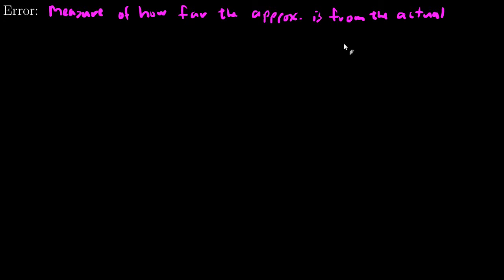I can count there are 10 students in this class, not 10.1 or 9.9, but for continuous values, there will be error. And we're going to talk about 3 different types of error. So the first one is absolute error. And this is just strictly how far the two values are apart. So it's the absolute value of the actual minus the approximate.